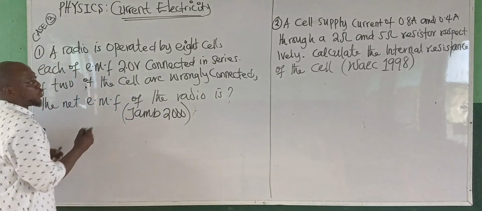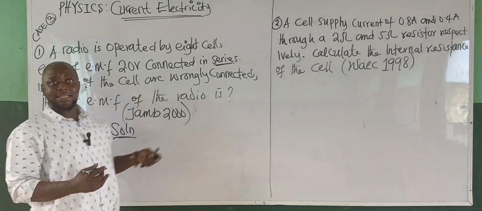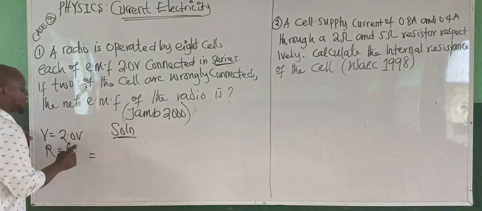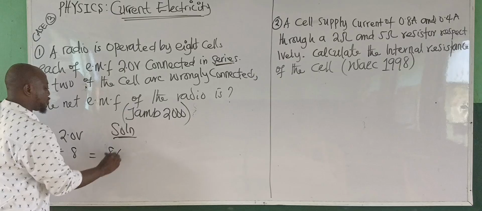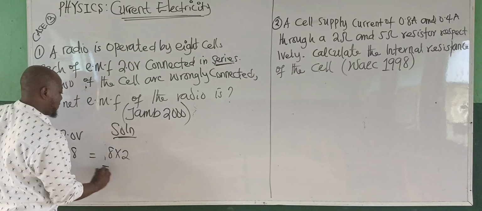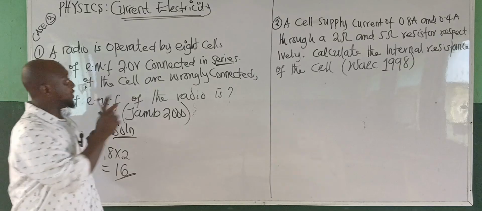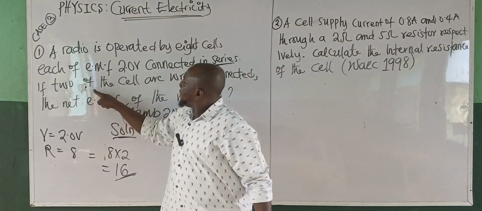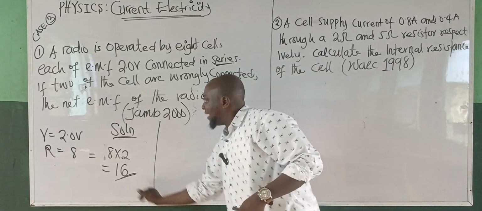Now, what do we do here? Let's provide a solution to this. In series, we know that all of this becomes 8 times 2, which gives me 16. That is what we have for this. Then we are told that if 2 of the cells are wrongly connected, first off, the first case is this one.